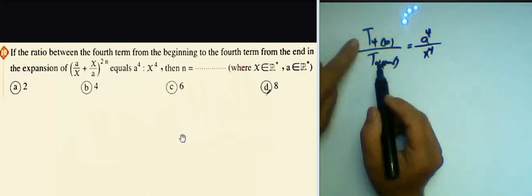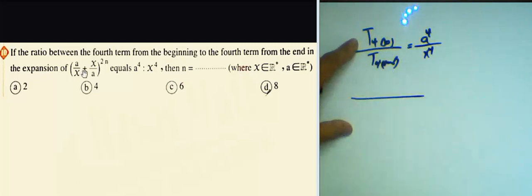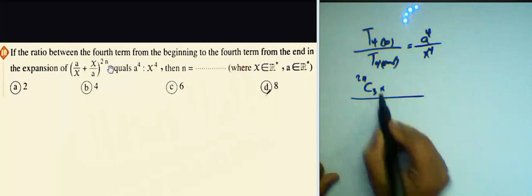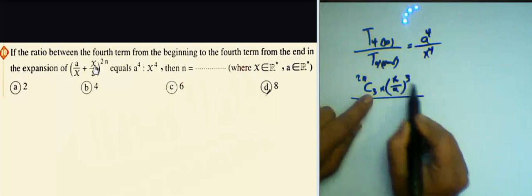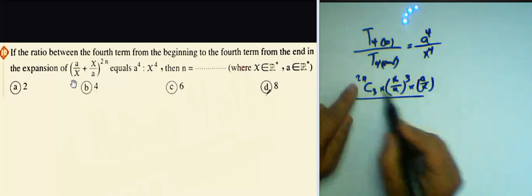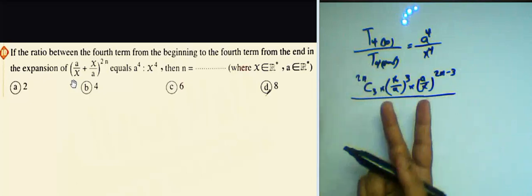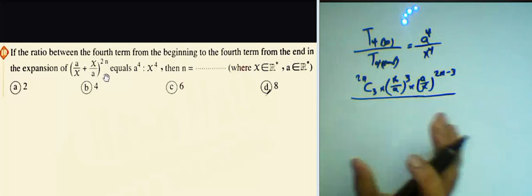Okay, we must find the fourth term from the beginning in this expansion here. We can write what? The fourth term will be, write the power here, 2n combination by 3, multiplication by the second, x over a, power 3, multiplication by the first, a over x, power the difference between 2n and 3. Okay, and the term from the end, we must replace the terms here. Understood? We must find the fourth term from the end.